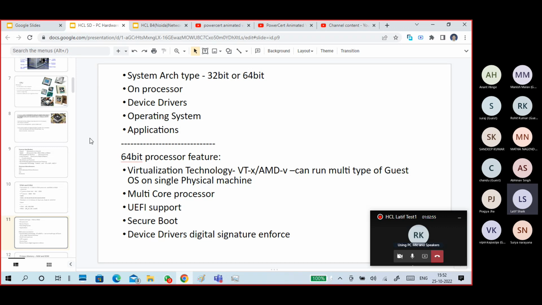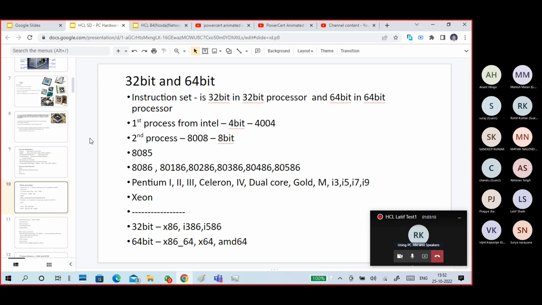Of course, a 64-bit processor has certain features like virtualization technologies, multi-core processing, UEFI support, secure boot, and device driver digital signature enforcement. When you see an application or an operating system or certain representations, if it is 32-bit, it shows as 32-bit, x86, i386, i586.